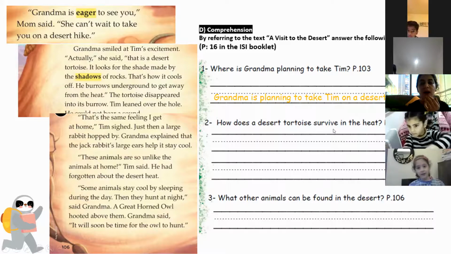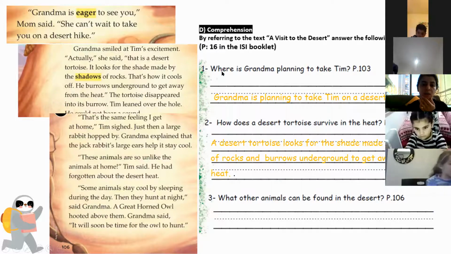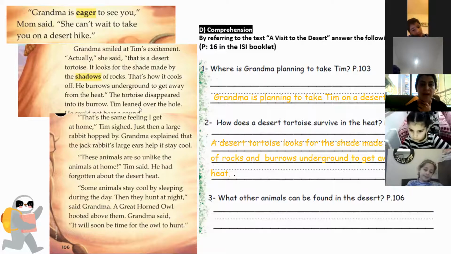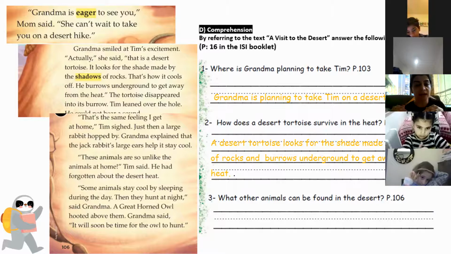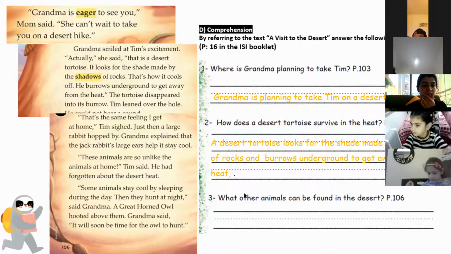Number two, how does the desert tortoise survive in the heat? We can also find the answer on page 105 in the reading that I've explained and we all read, A Visit to the Desert. A desert tortoise looks for the shade made by the shadows of rocks and burrows or digs underground to get away from the heat. Any question, Malik?